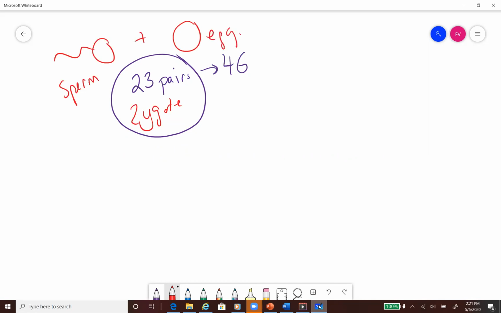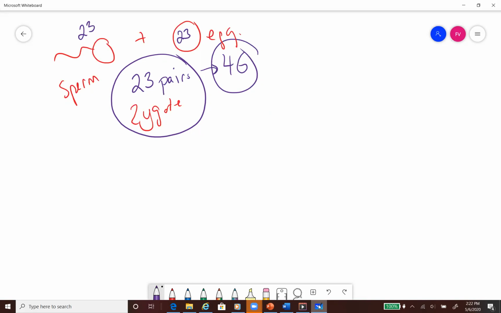And when they fuse, they make a zygote. And what happens is each contributes 23 chromosomes. So the sperm would contribute 23 chromosomes, and the egg would contribute 23 chromosomes. So mathematically, that adds up to 46. We call them pairs because you get one set from dad and you get one set from mom. So they're paired up that way, okay?